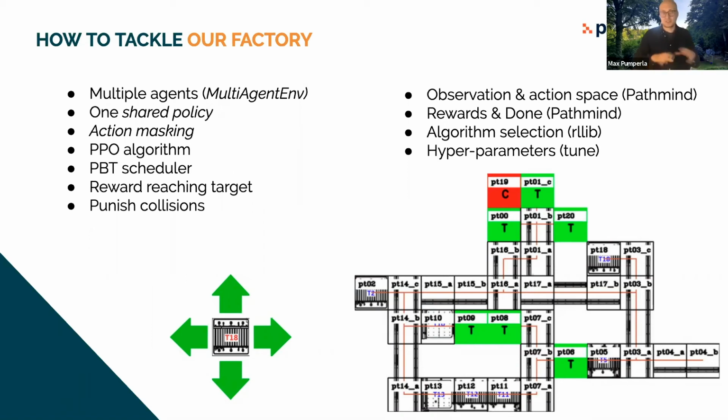Okay, so this is just the setup: observations, actions, rewards, and so on. Internally, what we do right now is set up an RLlib multi-agent env, in which each table in the factory represents an agent. The agents are homogeneous enough because all tables basically behave alike, so we just use one shared policy internally. We're currently using proximal policy optimization to tackle this problem, together with a population-based training scheduler from Ray.